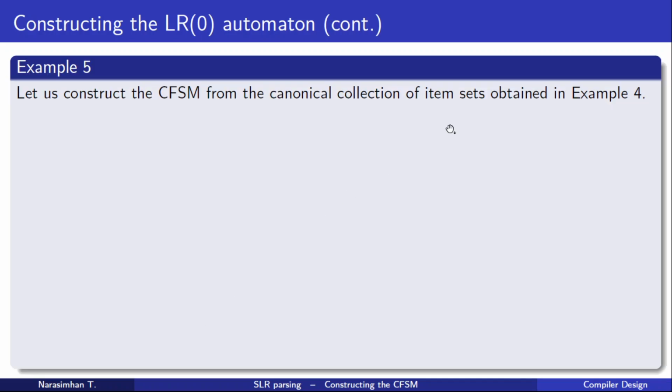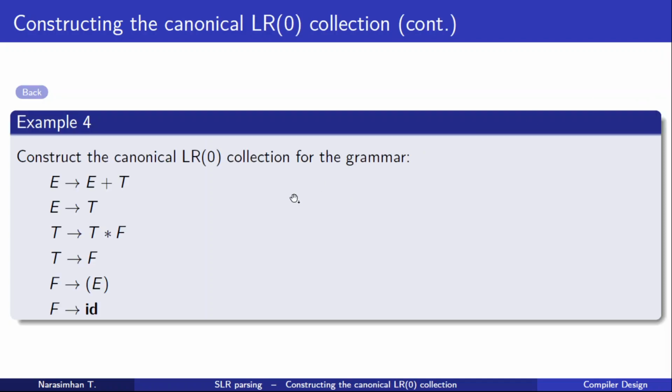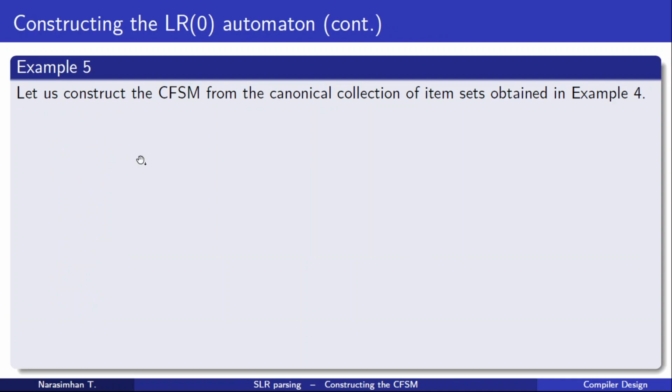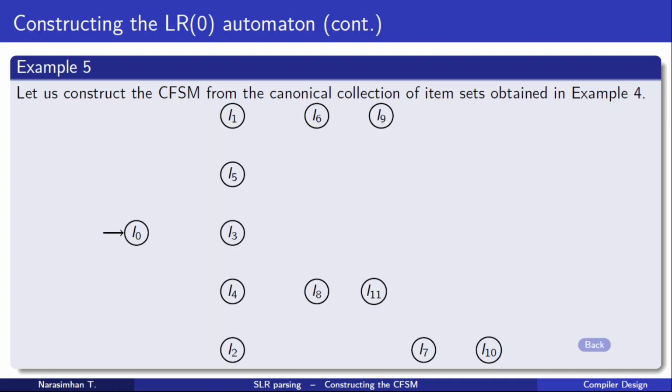So let us take an example. For this grammar we have already seen the construction of the canonical collection. For that canonical collection, let us try constructing the CFSM. Remember, we have 12 item sets, I0 to I11, in the canonical collection. All of them will become the states of the CFSM. All those 12 item sets will become the 12 states of the LR0 automaton. And as I told earlier, I0 will be the initial state of the automaton.